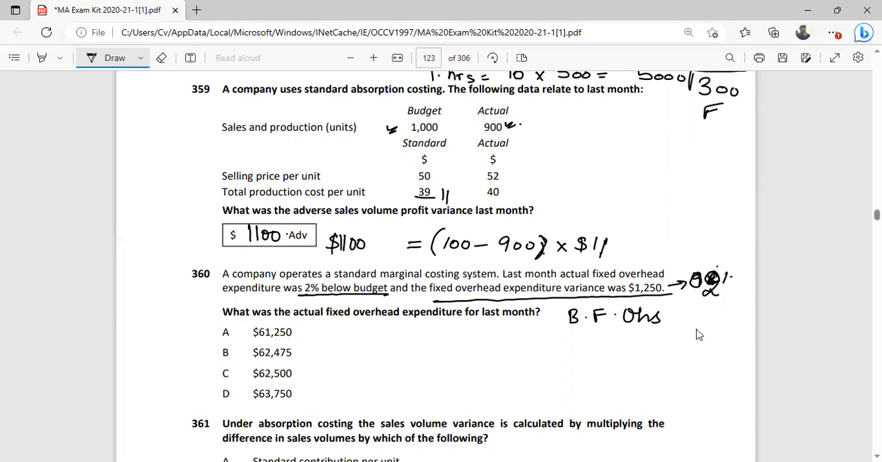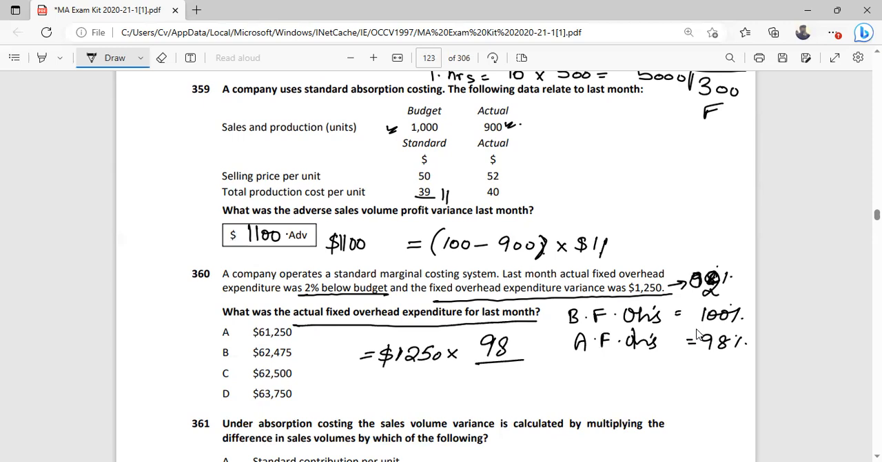Our budgeted fixed overheads are representing 100%. Our actual fixed overheads are 98% because there is a variance of 2%. The variance of 1250 is 2%. So we need 98% out of what? Out of 2%. So into 98 divided by 2.